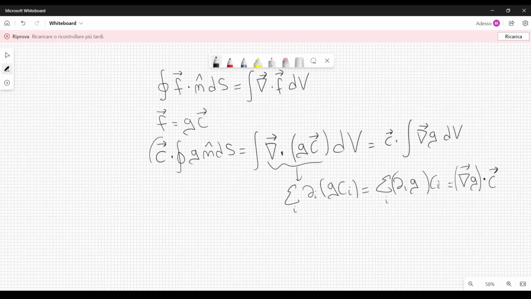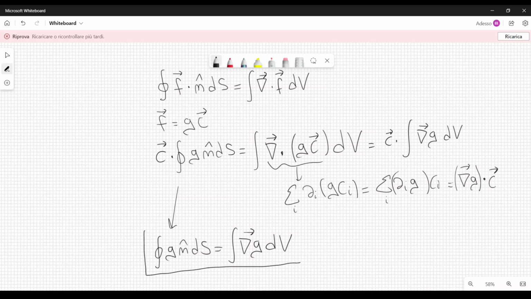But now, since c is an arbitrary field, even if it is constant, it is arbitrary, therefore we can rewrite the identity like this. We have the integral over the closed surface of g n dS equal to the integral of the gradient of g dV, like this. And this is an important identity.